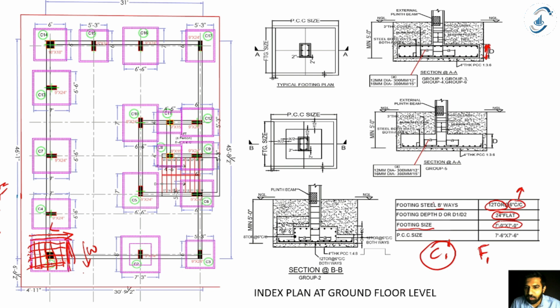Since along both ways it is mentioned as 12 mm dia bar at 6-inch center to center, we have the rebar dia as well as the spacing along the length and along the width the same. Sometimes we may also have another row here, saying footing steel along length and footing steel along width. And here it might be something like 16 mm dia bar or 16 tor bar at 8-inch center to center.